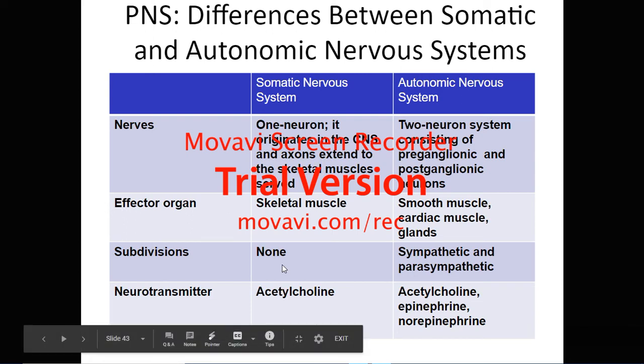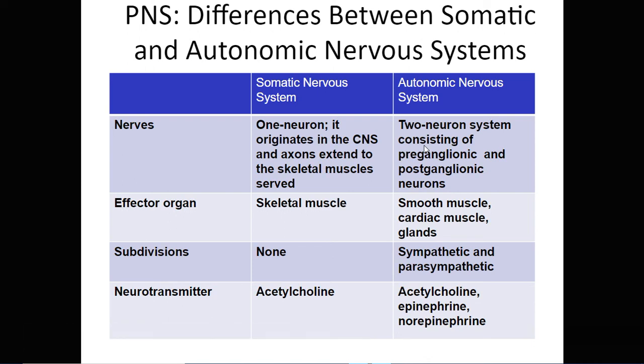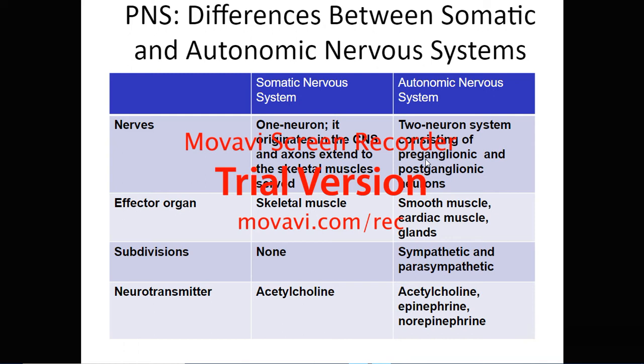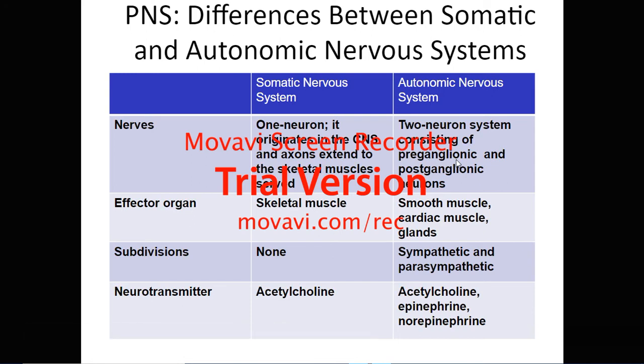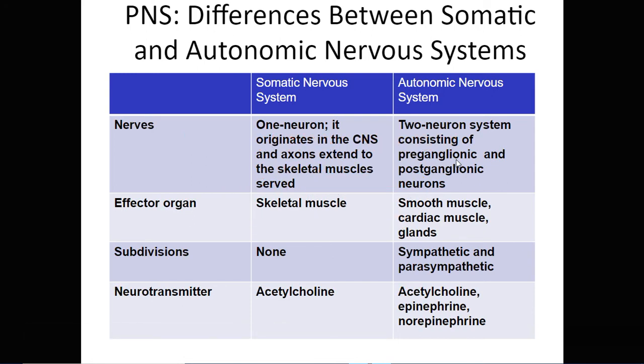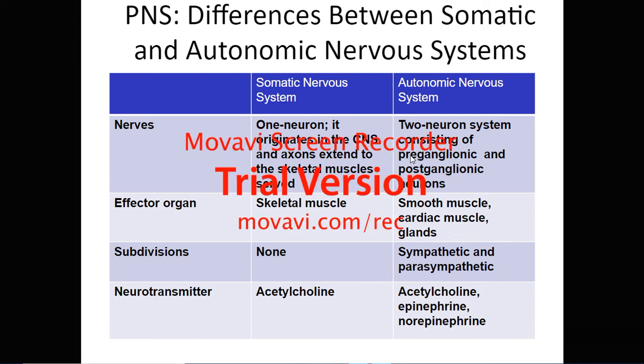All right, the autonomic nervous system. It's a two-neuron system consisting of preganglionic and postganglionic neurons. You'll see on the next slide, but essentially a ganglion is a cluster of nerve cell bodies. So you're going to have a ganglion, which is a collection of nerve cell bodies, with a synapse, preganglionic, and then postganglionic.